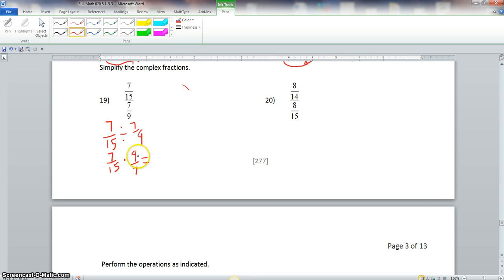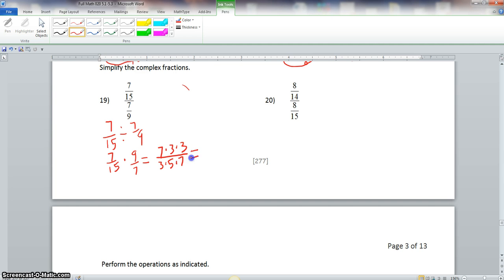Now we simplify. We do the prime factorization. We have 7 times, 7 is prime, and we do the prime factorization of 9, which is 3 times 3. And then we go to our denominator. The prime factorization of 15 is 3 times 5, and we'll bring over our times 7 because 7 is prime.